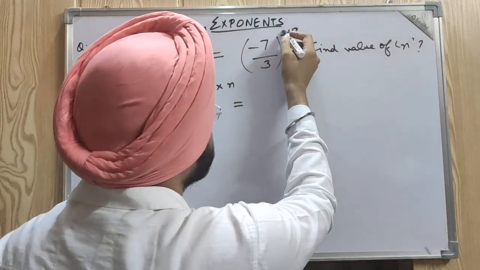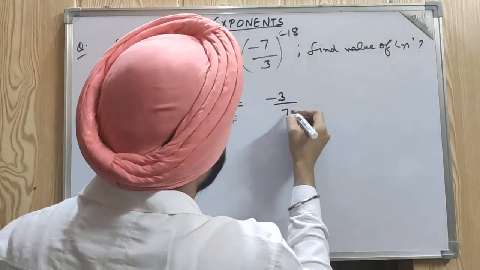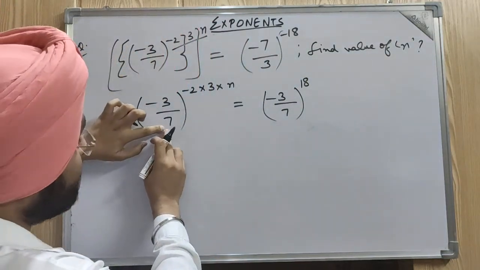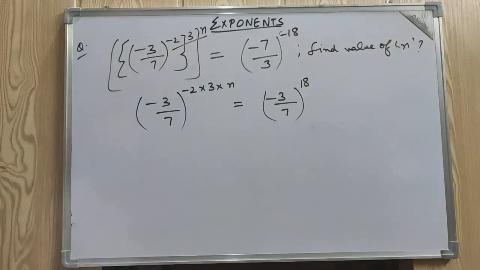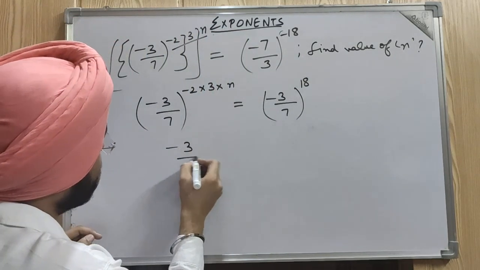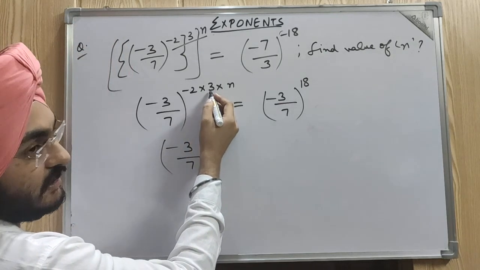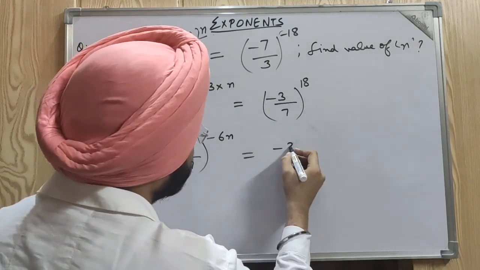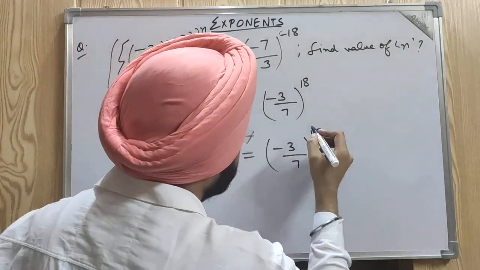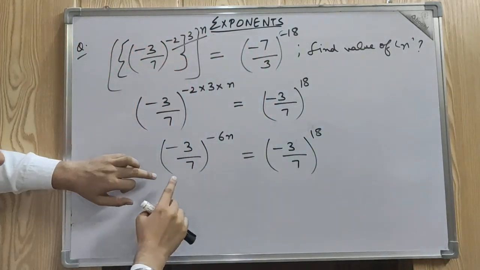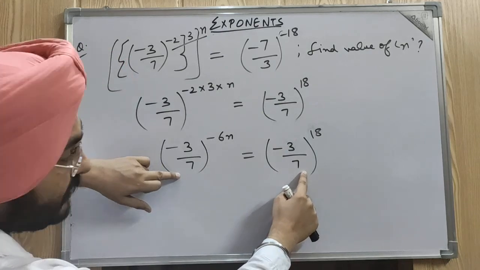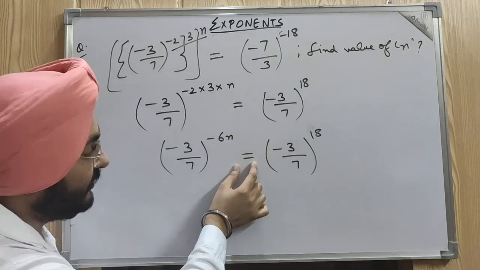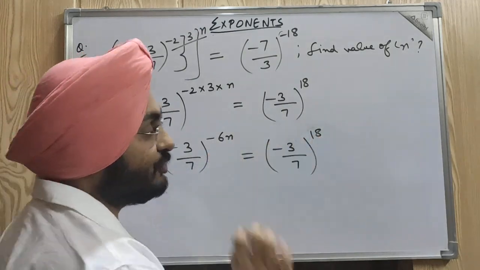So I am converting this negative into the positive. What I will be getting here? Minus 3 by 7 raised to the power 18 here. Now this base and this base are equal. So now I will be saying here minus 3 by 7, multiply minus 2 into 3, minus 6. Can't I say minus 3 by 7 raised to the power minus 6n equals to minus 3 by 7 raised to the power 18? Now you are seeing here the bases are same, we can equate the powers as well. We are having the equal to sign in between. If the bases are same, it means the power should also be same here.